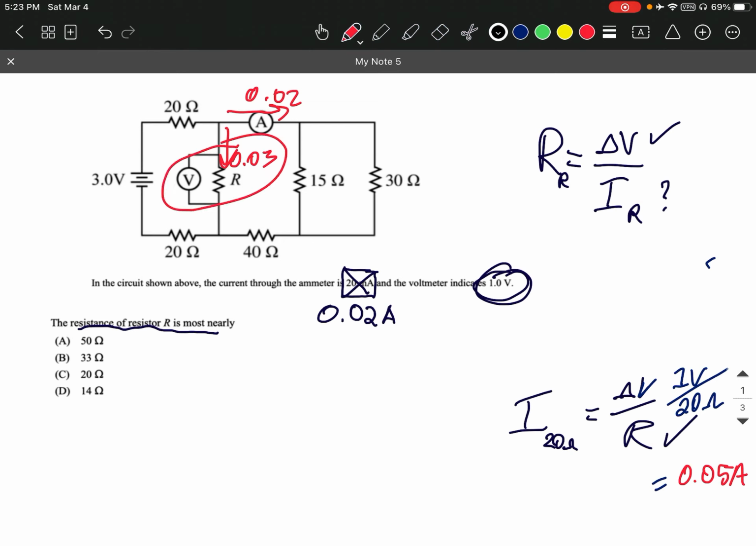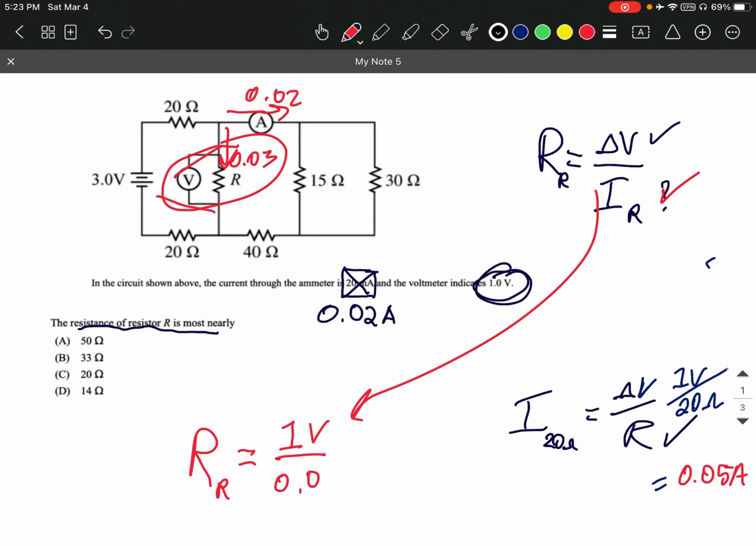Now that I know, back to my starting point, I have figured this out and I can solve this pretty quickly. The resistance of resistor R would be equal to that 1 volt potential difference across it, and it has 0.03 amps of current running through it, which gives you most nearly 33 ohms.